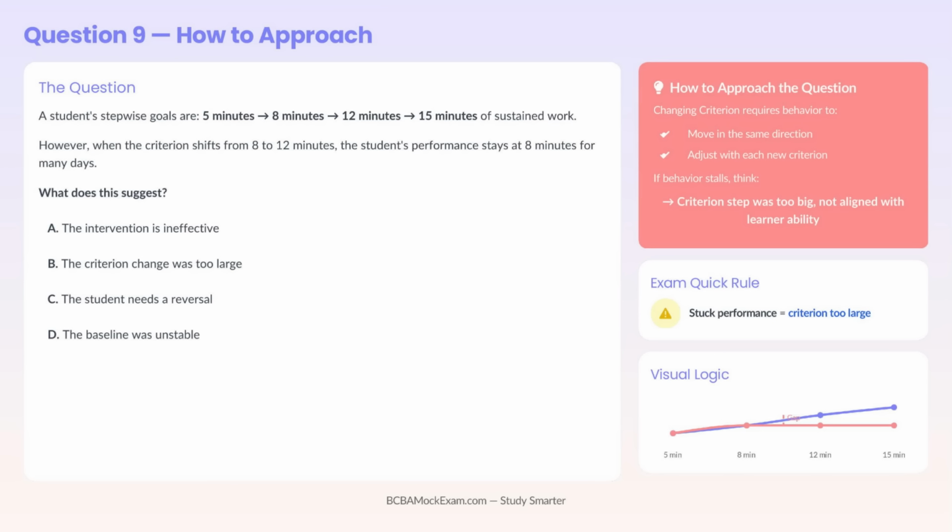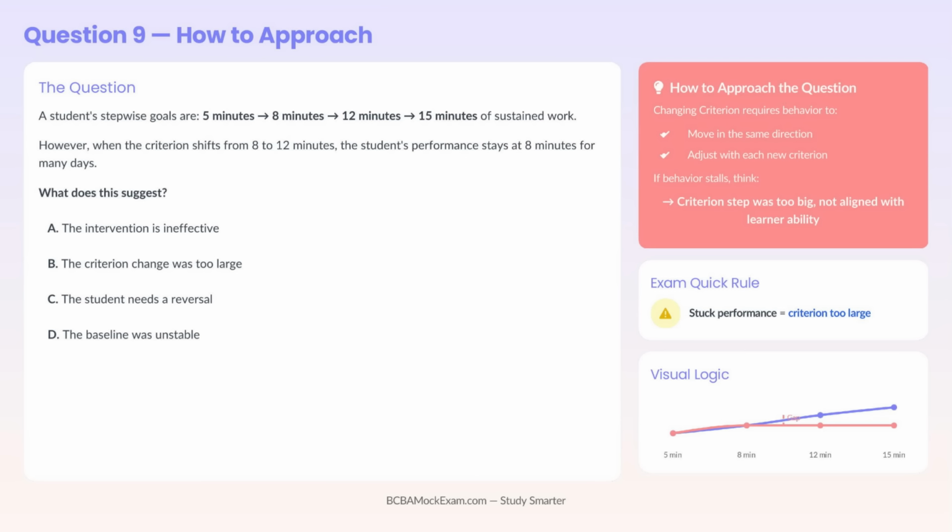To approach this question, remember that changing criterion designs require behavior to move in the same direction and adjust with each new goal. As the criterion increases, the learner's performance should gradually match the new level. If performance stalls and remains at the previous step, it usually means the new step is too big for the learner at that time. In other words, the change in criterion was not aligned with the learner's current ability. The intervention might still be working, but the step size is unrealistic.